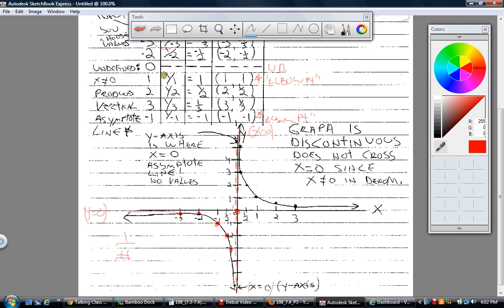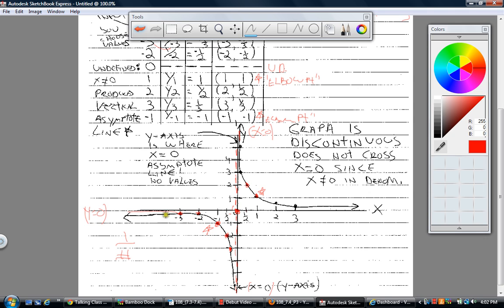Now, I picked a couple values for y. If I pick a half, 1/2, I get 2. That's the ordered pair. Remember, they're reciprocals. You pick 1, you get the reciprocal of 1, which is 1. This was an elbow point, and -1, -1 was an elbow point.